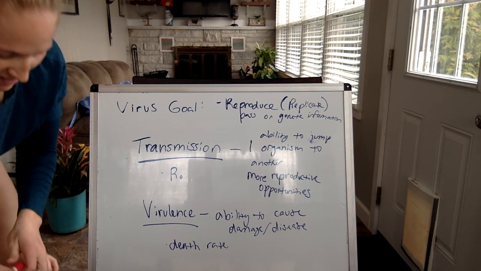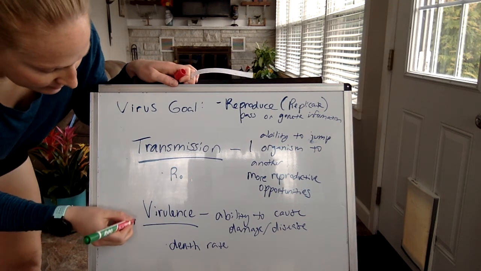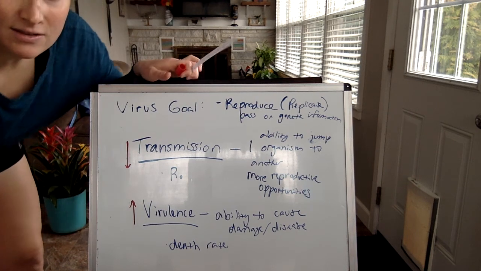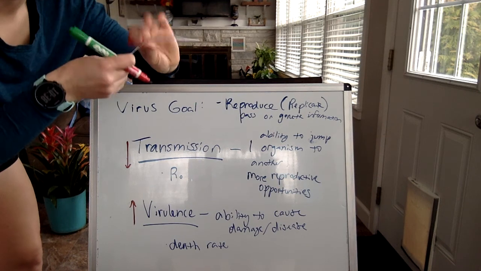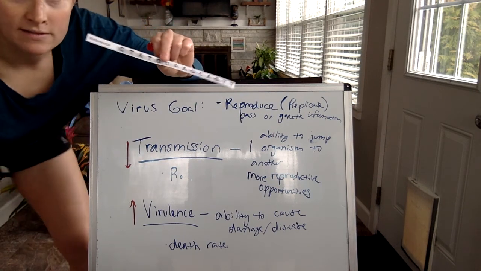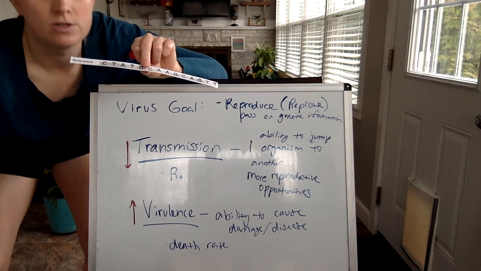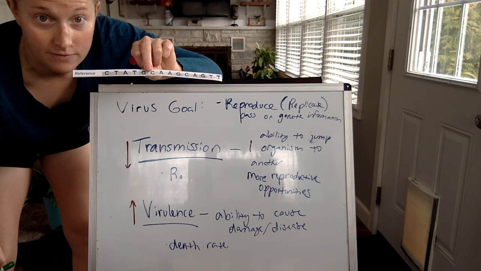So if something has a higher virulence, it usually means it has a lower transmission. Because if it kills its host faster, so Ebola in this original sequence was super deadly. It was like a 60 to 90% death rate, which is huge. So you're pretty much screwed if you're infected with it.